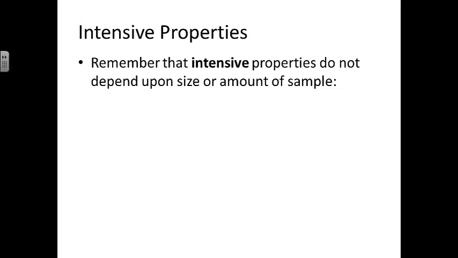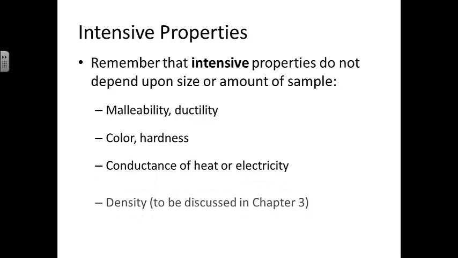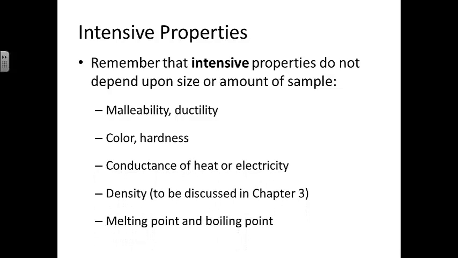Now, those were extensive properties that we've been talking about with mass and volume. Remember that intensive properties do not depend upon the size or on the amount of sample. Some examples of intensive properties include malleability and ductility, color and hardness, conductance of heat or electricity, density, which we will discuss further in Chapter 3, but density is an intensive property, and melting point and boiling point.